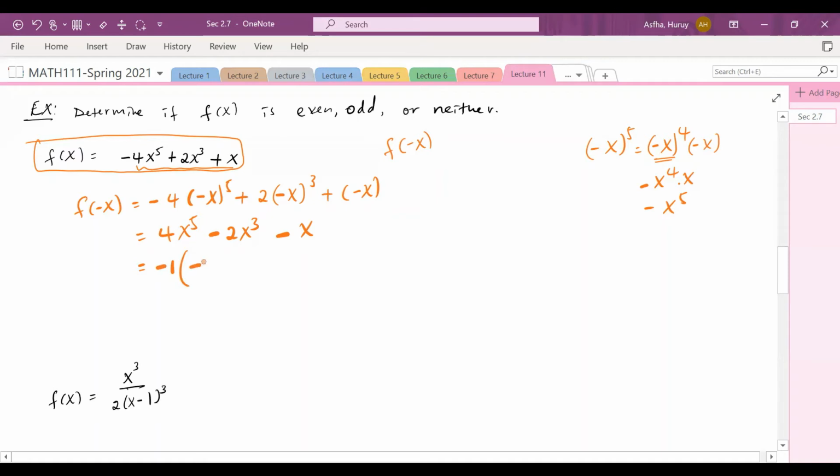What do we get? We get -4x to the power of 5. This becomes positive, and this becomes positive. And exactly this is what our f of x is. Therefore, this is negative f of x. Okay, so what do we say? Since f of -x is negative f of x, the function f is an odd function.